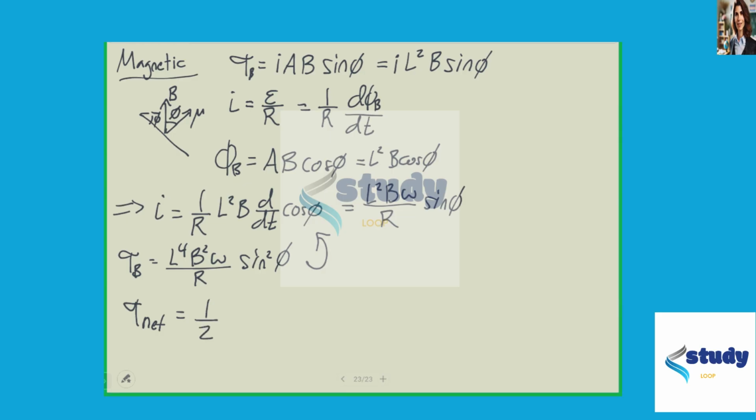So we conclude that it's 1/2 L mg cos phi minus L to the 4th B squared omega over R sine squared phi, and that's the torque. Part B asks us for the angular acceleration. Newton's second law in rotational form tells you that the torque is equal to the moment of inertia times the angular acceleration. So to find the angular acceleration, we just need to divide the torque that we found by the moment of inertia of the square.